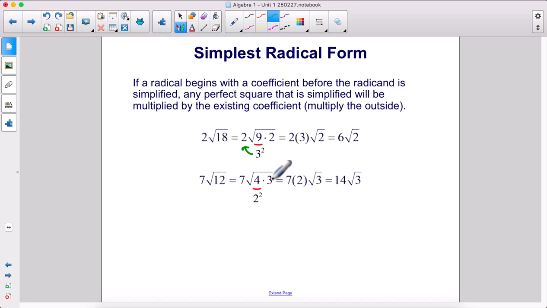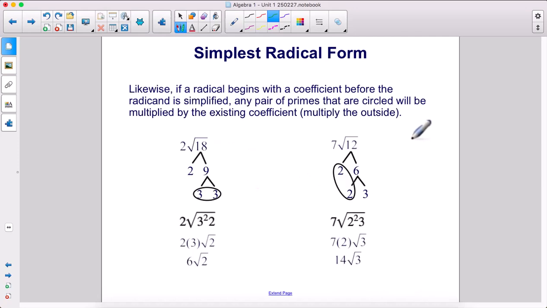12 is 4 times 3. 4 is 2 squared. So a 2 is going to move out front. It's going to multiply by the 7 that's already there, and we're going to get 14 times the square root of 3. Likewise, if a radical begins with a coefficient before the radicand is simplified, any pair of primes that are circled will be multiplied by the existing coefficient.